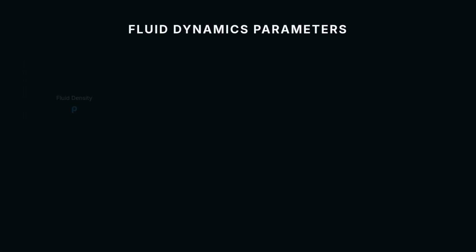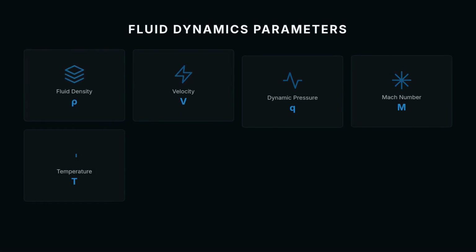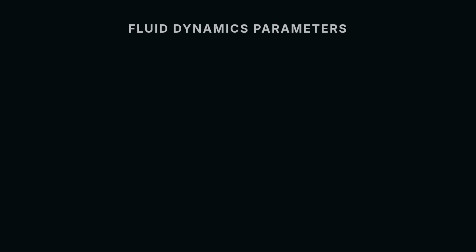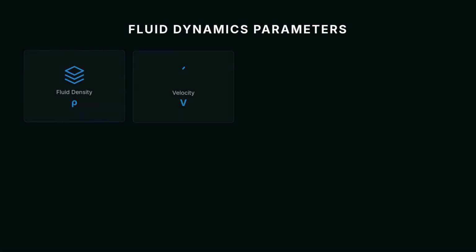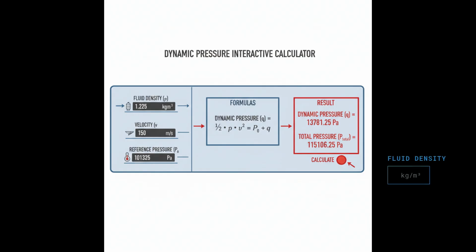The input fields include fluid density RHO, velocity V, dynamic pressure Q, Mach number M, temperature T, altitude H, static pressure Ps, and total pressure PT. Let me walk through a worked example.